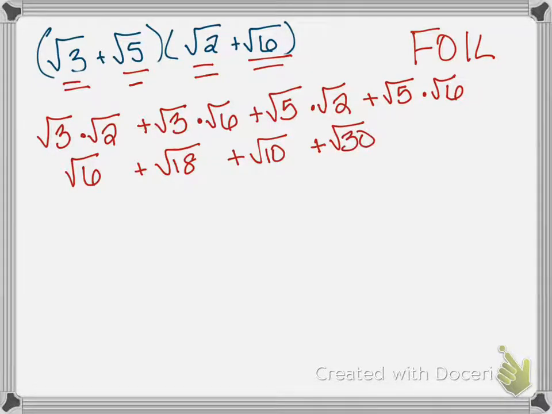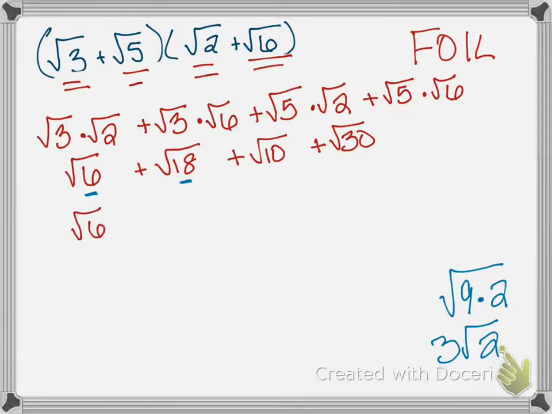Okay? Now I'm going to make sure that everything is simplified. So I look here first. Can the square root of 6 be simplified? No. Can the square root of 18? Yes. What does the square root of 18 break down to? 9 and 2. What's the square root of 9? 3. Okay? So I'm going to have the square root of 6 plus 3 on the square root of 2. Can square root of 10 simplify? Nope.